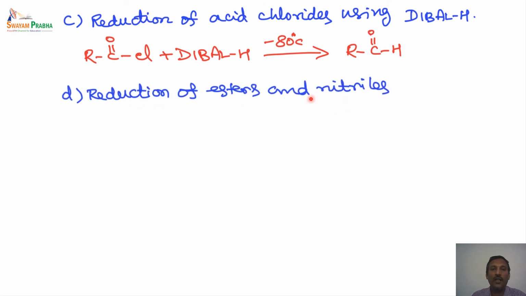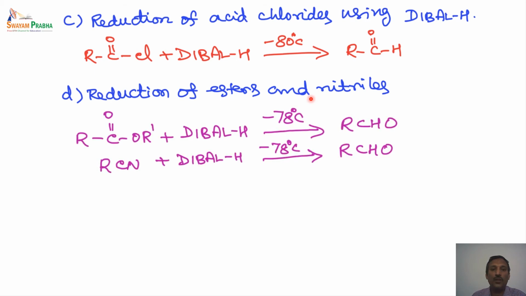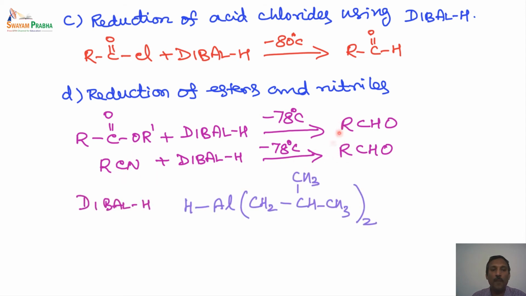Similarly, esters and nitriles can also be reduced using DIBAL-H, as shown here. Here again the reaction conditions are very low temperatures. Minus 78 degrees centigrade is the temperature at which these types of reactions are carried out, and reduction of either ester or nitrile produces the corresponding aldehydes. And here is the structure of DIBAL-H. This is the isobutyl unit, so two isobutyl units are present and the central atom is aluminium. So this is diisobutyl aluminium hydride, the reducing agent which is used in these kinds of reactions.